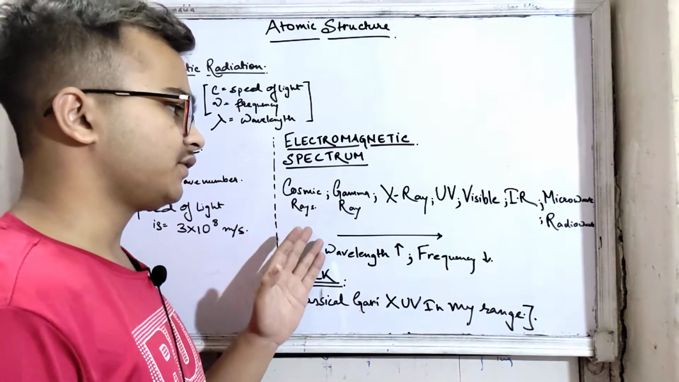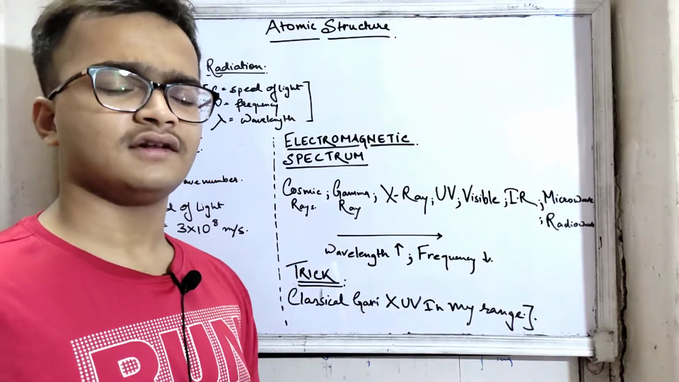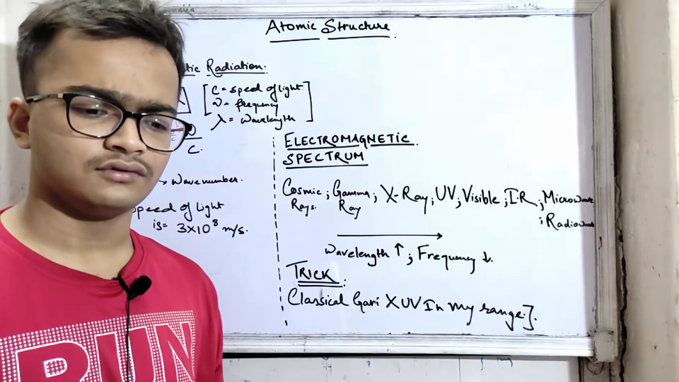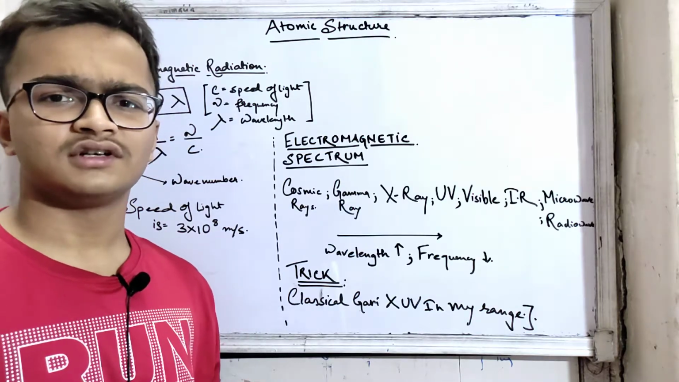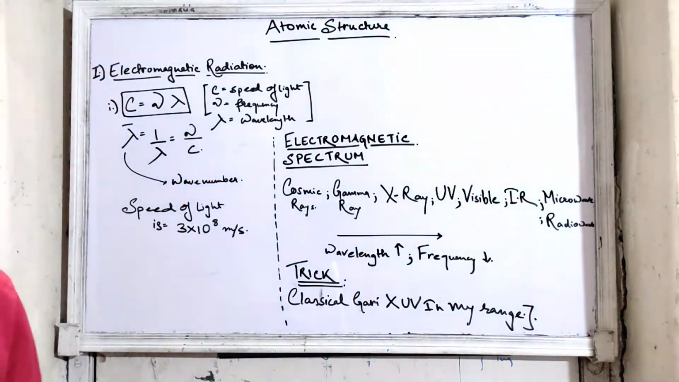It is from cosmic rays to radio waves. As we move, the wavelength increases, and as a result the frequency decreases. So copy up to this much. After this we will do some more formulations, and then after that we will solve some numericals. So copy it. Done. So let me erase.